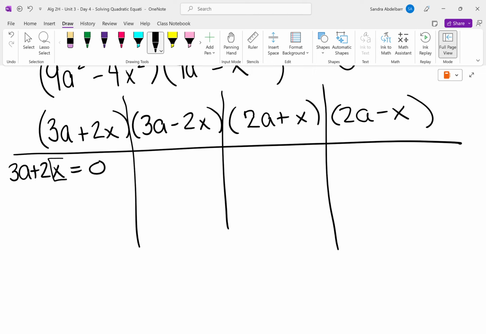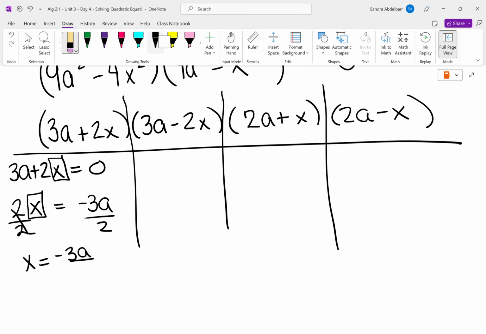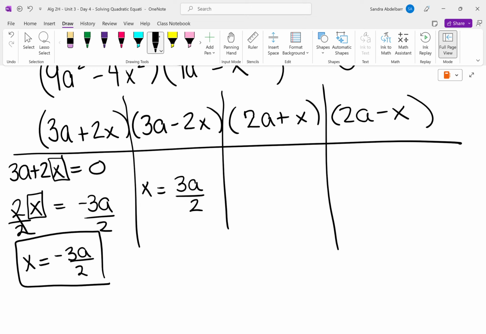So now I'm going to do 3a plus 2x equals 0. Solve for x. That means x has to end up all by itself. How do I solve for x? I'm going to subtract that 3a over first. So we're going to have 2x is equal to negative 3a. Still not done solving for x. Divide by 2. So x will equal negative 3a over 2. What do you think the other one's going to be? x will equal positive 3a over 2, right? They're just inverses of each other, those two parentheses.